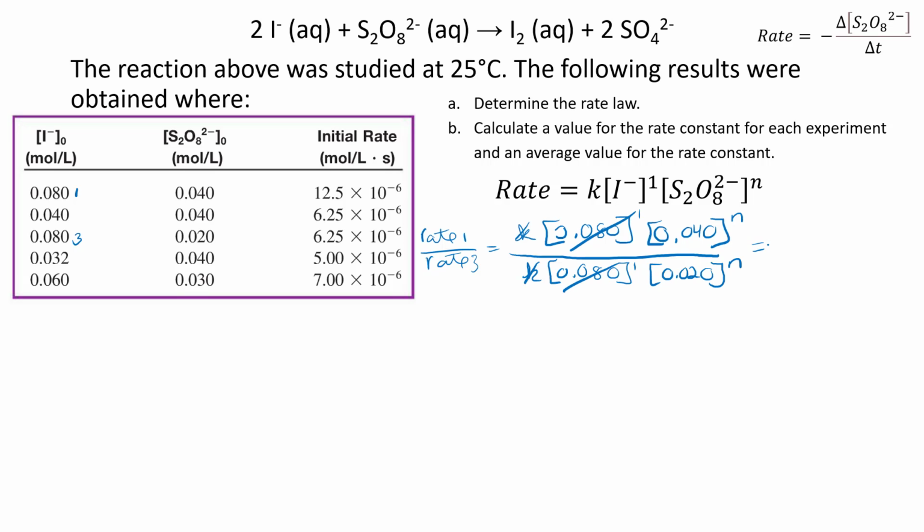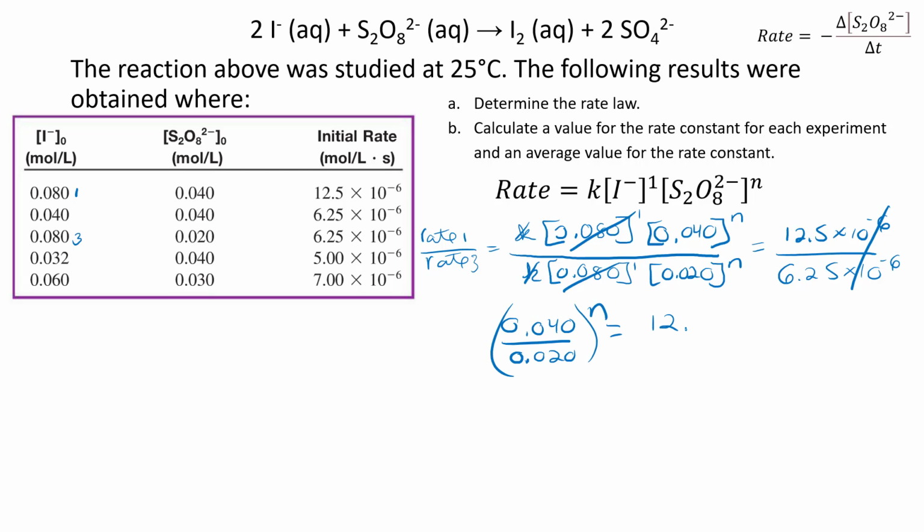I'm left with this. My rate 1 is 12.5 times 10 to the negative 6. My rate 3 is 6.25 times 10 to the negative 6. My 10 to the negative 6's cancel. I am left with 0.040 over 0.020 raised to the n equals 12.5 over 6.25. All right, so now what do we do next? This is 2 raised to the n equals 2, therefore n equals 1.